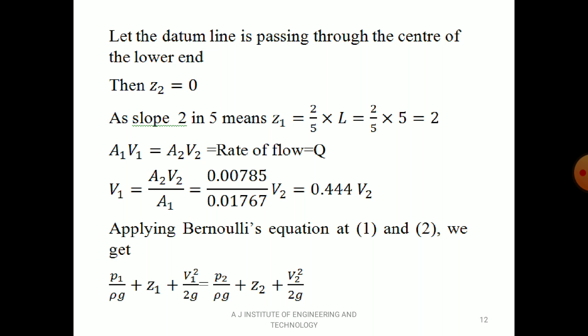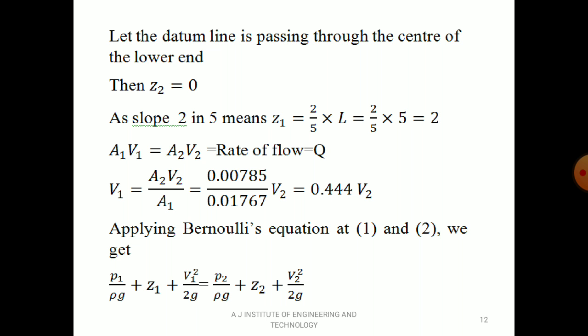Now A1 V1 equal to A2 V2, that is equal to the rate of flow Q. Q equal to A1 V1, equal to A2 V2, that is for incompressible flow. Now, as velocity is not given, V1 equal to A2 V2 divided by A1.